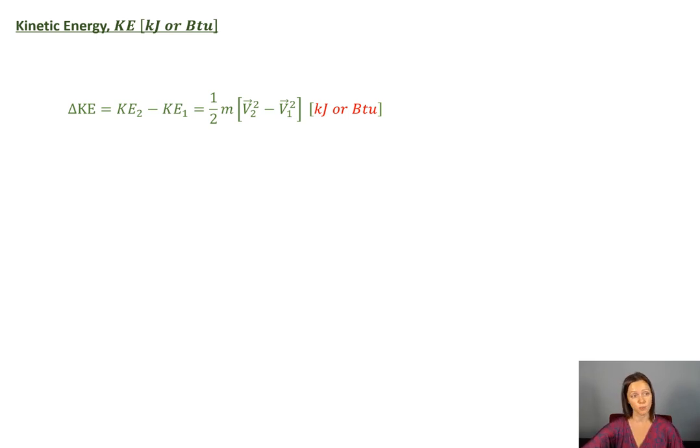So kinetic energy, big KE, is in terms of kilojoules or BTU. And we're primarily concerned with changes in kinetic energy. So delta kinetic energy is what it is after minus what it is before. And this is 1/2 times the mass of the system times v squared at state 2 minus v squared at state 1. And you'll notice that there's a little vector notation over here. That's just to indicate that it's velocity. So I'm not going to be worried about the direction. It's just a magnitude. But I put the little arrow over it just to differentiate it from volume.